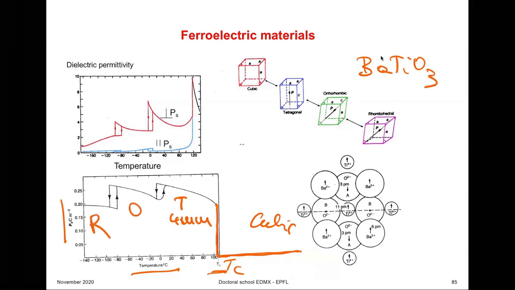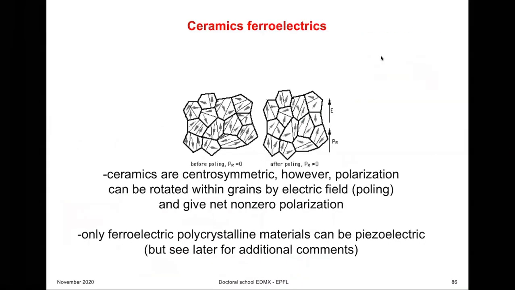And this is the electric permittivity as a function of temperature measured along two different directions in the crystal, showing that permittivity is anisotropic. The direction of polarization for this material changes as we go from one phase to another. And this has great consequences on the behavior of piezoelectric coefficients, as you will see.